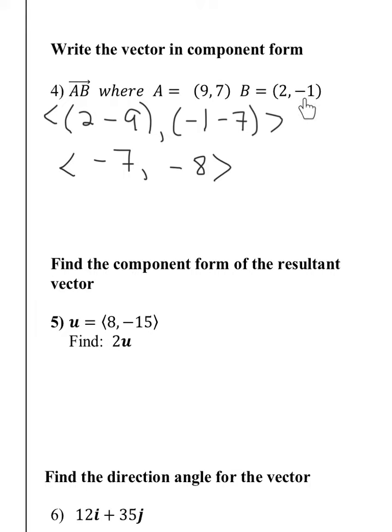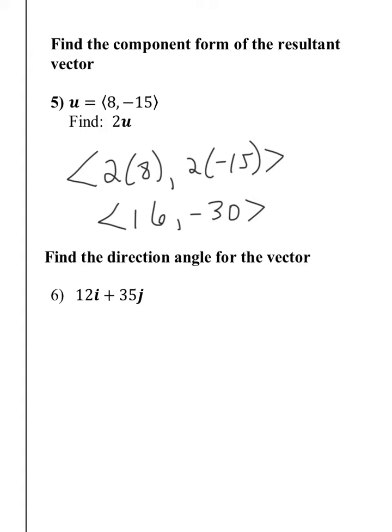So we do the second point, -1 minus the 7. That gives us our other component, which is -8. So our component form for this vector would be -7, -8. And remember, these are the lengths of the sides. These are our components of our vector.